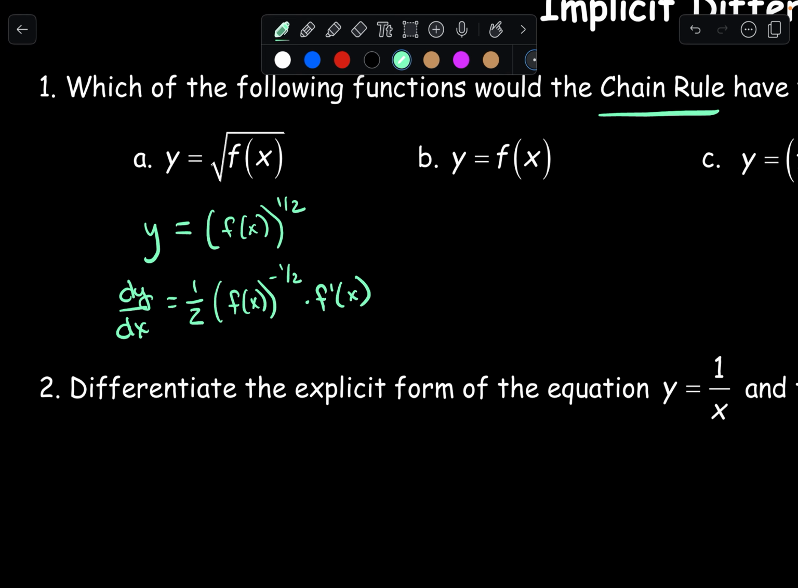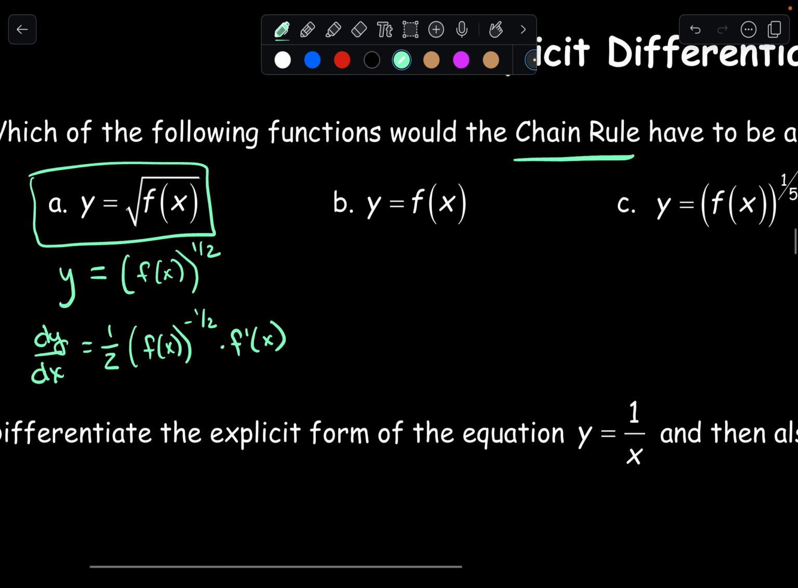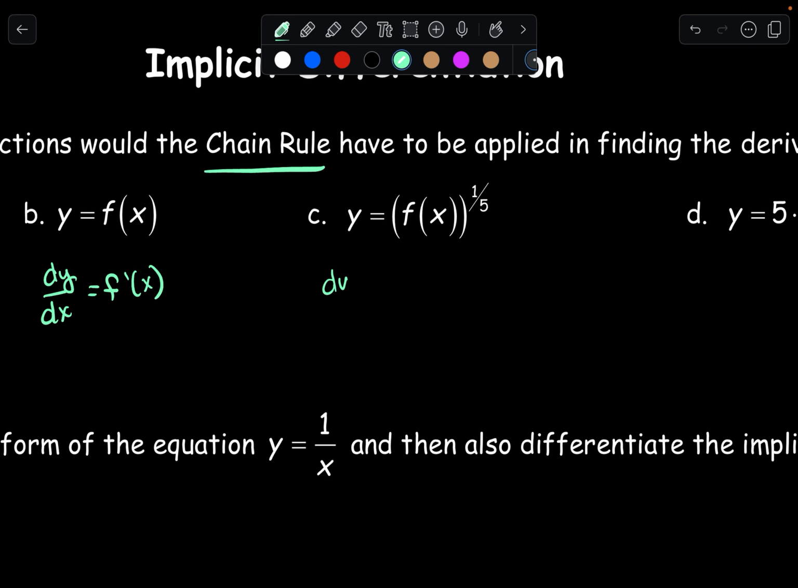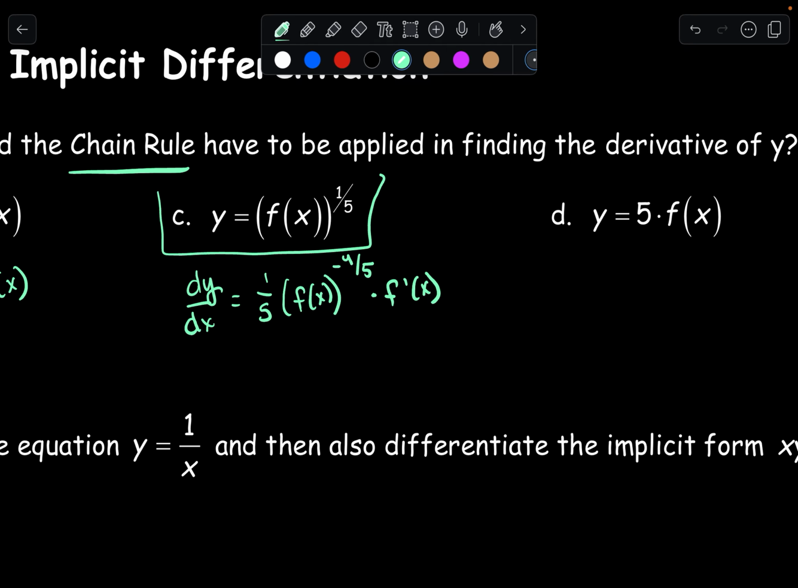Therefore, we would use the chain rule for A. B is not a composite function. The derivative would just be dy dx, a one-step. dy dx is equal to f prime of x, which means we would not use the chain rule for this. This one, you can see it's another composite function. If we differentiate y with respect to x, the 1/5 would come to the front, and then we would leave the f of x the same. 1/5 minus 1 will be negative 4/5. And then we'll multiply with the derivative of the inner function, which is f of x becomes f prime of x. So we would use the chain rule for this one.